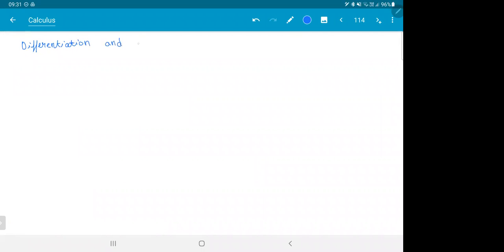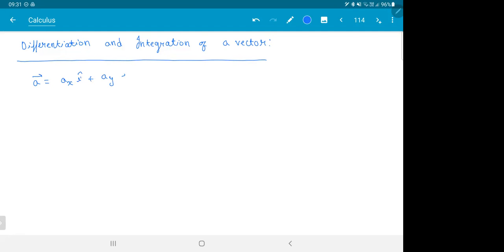Differentiation and integration of a vector. So you can integrate and differentiate vectors also. For example, if you have a vector a bar, which is ax I cap plus ay j cap plus az k cap, it's not that difficult. It's just the direction thing.